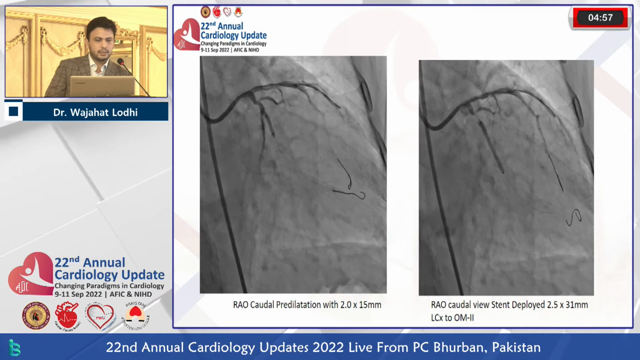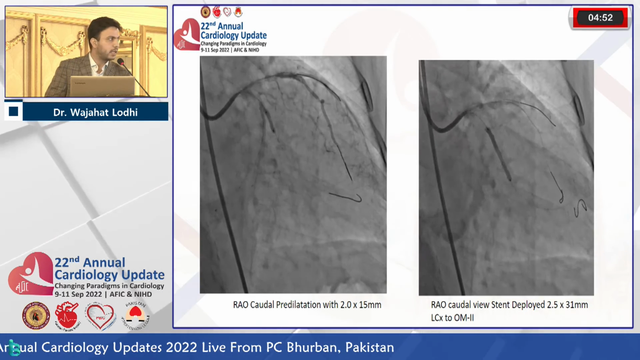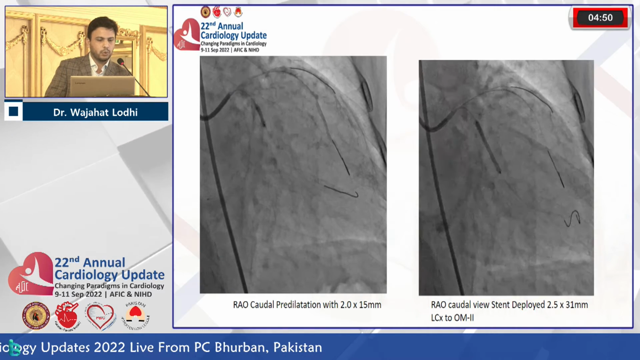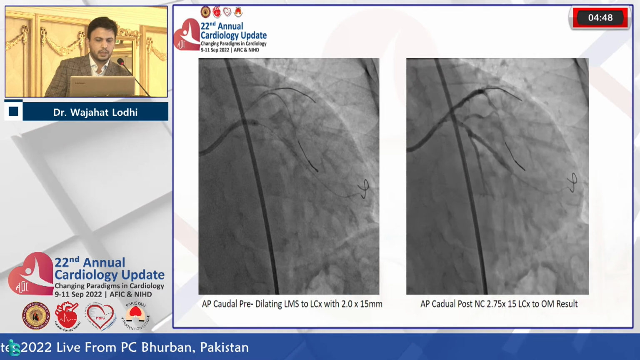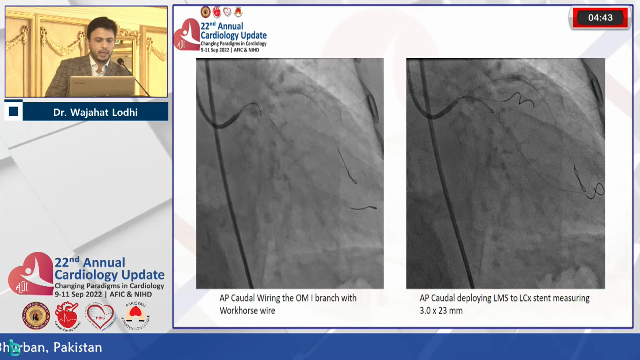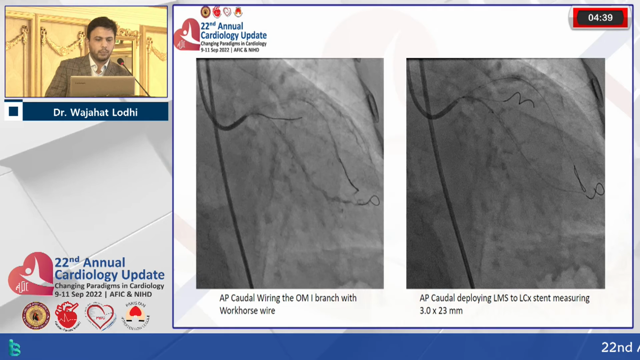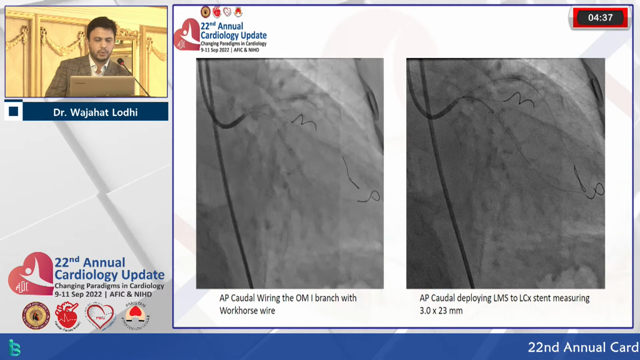Then we went on to fix the circ OM lesion, and we deployed a 2.5 by 31 millimeter circ to OM stent, and this was the result post-stenting. Now we decided that the OM1 branch is something we should wire since the wires are open, so we just proceeded with wiring that OM1 branch.